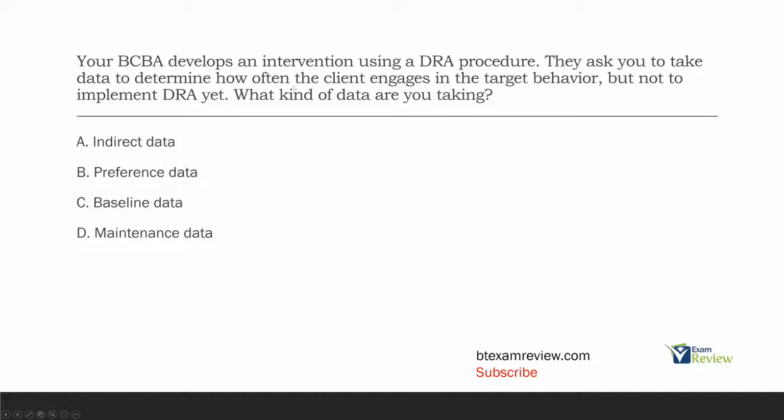So we have our intervention, and we're looking at the kind of data we're taking on our intervention. Typically, as an RBT, you're going to take baseline data, and then you're going to take data during the intervention, and then sometimes you'll take data after if we're taking maintenance data. So really 3 types. In this case, our intervention is going to be a DRA, a differential reinforcement procedure. But your BCBA tells you to take data to determine how often the client engages in the target behavior, but not to implement the DRA yet. So basically, they're saying take data, but don't implement an intervention. So what are you doing here?